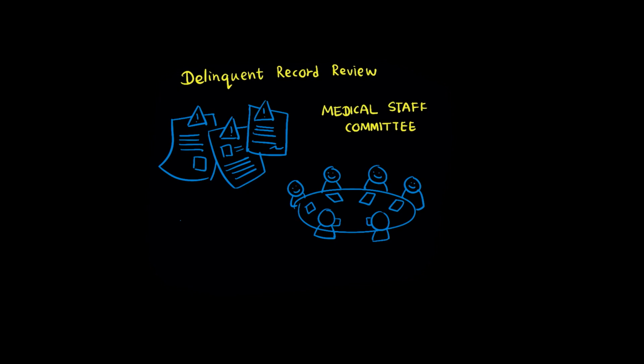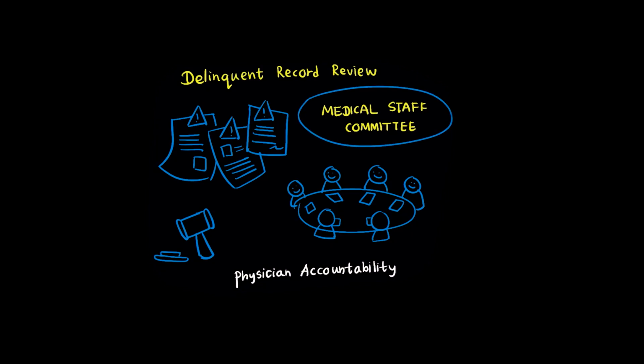These committees establish bylaws governing record completion, review monthly delinquency rates, and can suspend admitting privileges for chronic offenders. The HIM director typically presents delinquency data at these meetings, identifying physicians with incomplete records. This peer review process ensures physician accountability for timely documentation while maintaining professional autonomy.